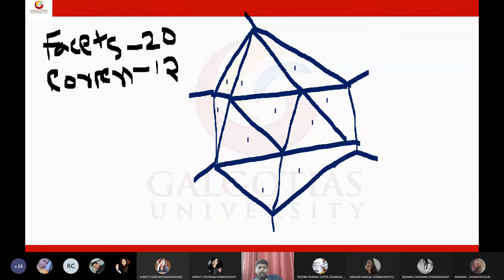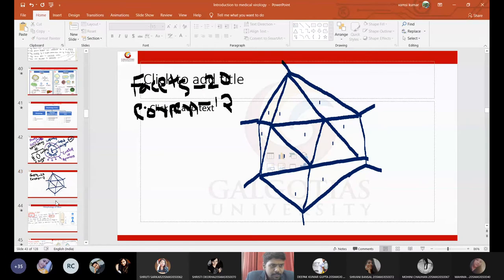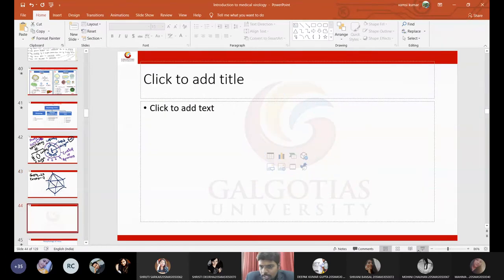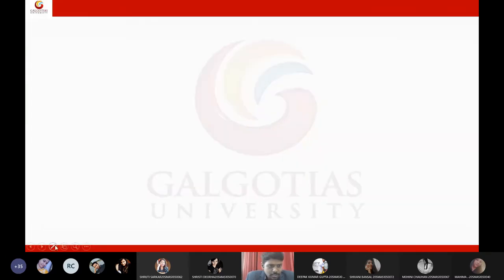So try to practice this diagram, the icosahedron diagram. I will draw the icosahedron again on a new page here. How to draw an icosahedron: first you draw a hexagon. Can you see the whiteboard, students? Yes, sir. So first draw a hexagon like this.